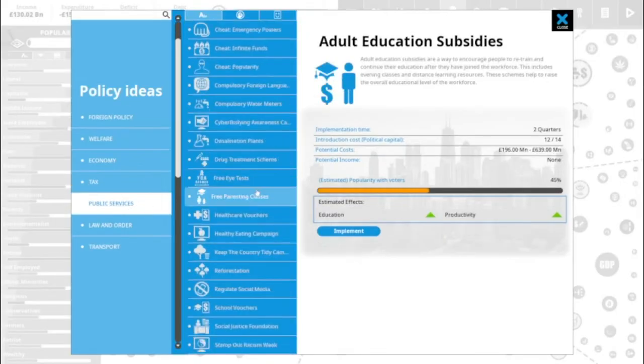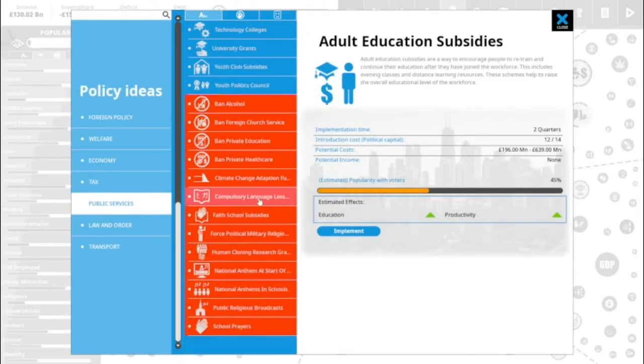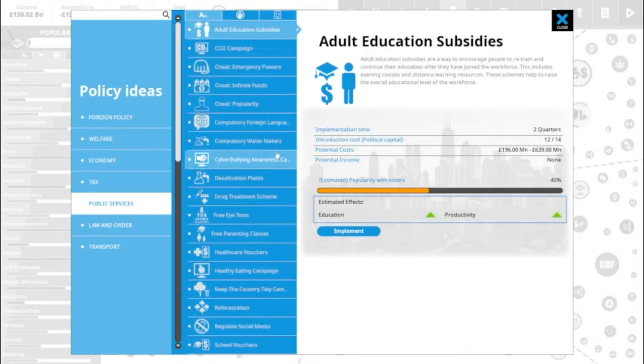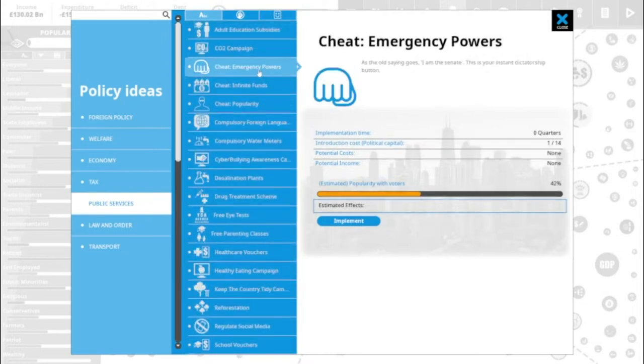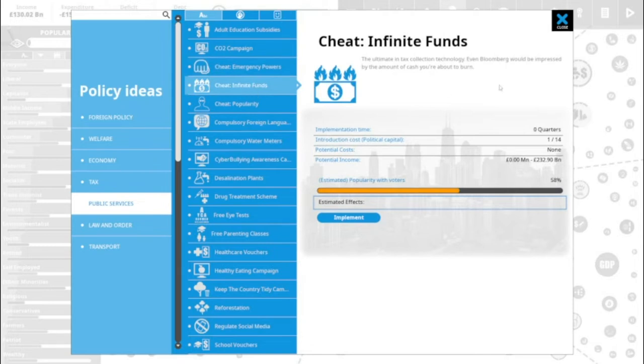Now, under public services, we've got some cheats. Oh! Cheat, emergency powers. As the old saying goes, I am the Senate! This is your instant dictatorship button. It's not popular with voters, though, dictatorship. Infinite funds. The ultimate in tax collection technology. Even Bloomberg would be impressed by the amount of cash you're about to burn.